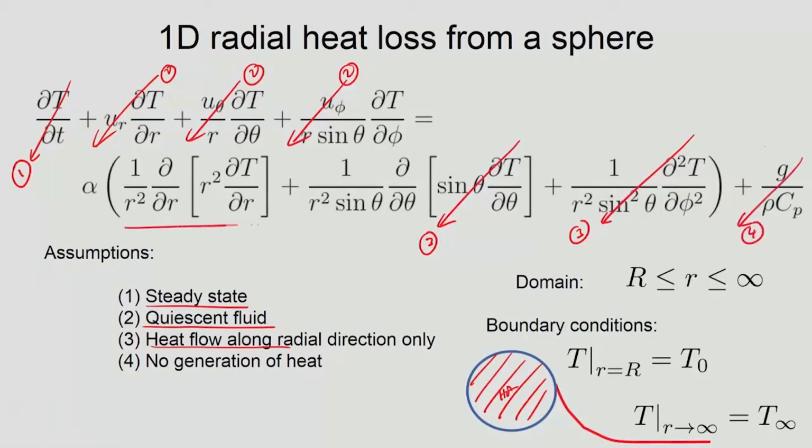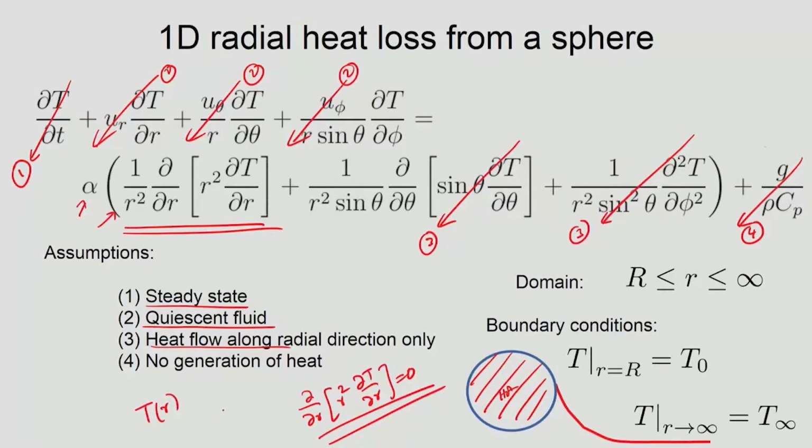So, my problem is reduced to only this term being equal to 0, which means that the alpha and 1 by r square can also be dropped. Okay, so my equation is quite simple. It is nothing but dou by dou r of r square dou T by dou r is equal to 0. So, this is the equation that I need to solve to get the temperature as a function of r away from the sphere, subject to the boundary condition that on the sphere the temperature is T naught, and far away, infinite distance away from the sphere, the temperature is T infinity.